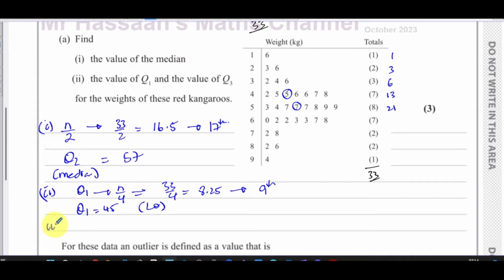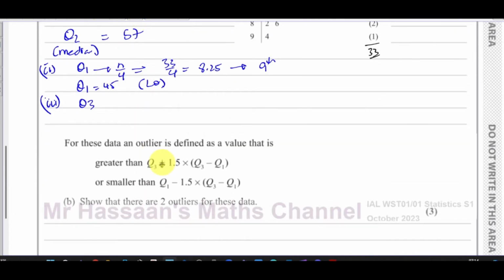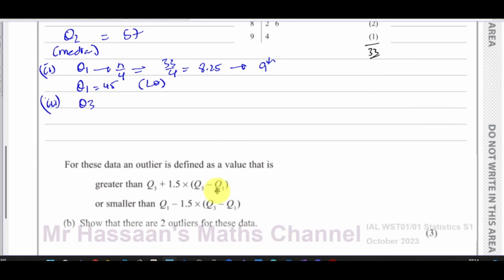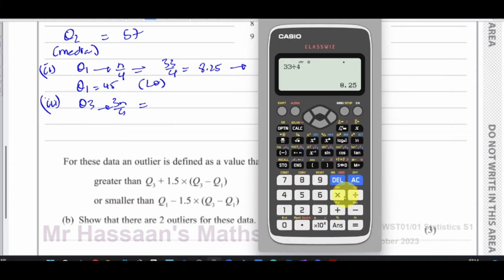And then for the third part of the question, it says Q3. Q3 is the upper quartile, which is given by 3n over 4. That tells us where it is. Now, 3n over 4 is 3/4 of 33, which is going to be 3 times 8.25. So the 8.25 we got before, we just multiply that by 3.